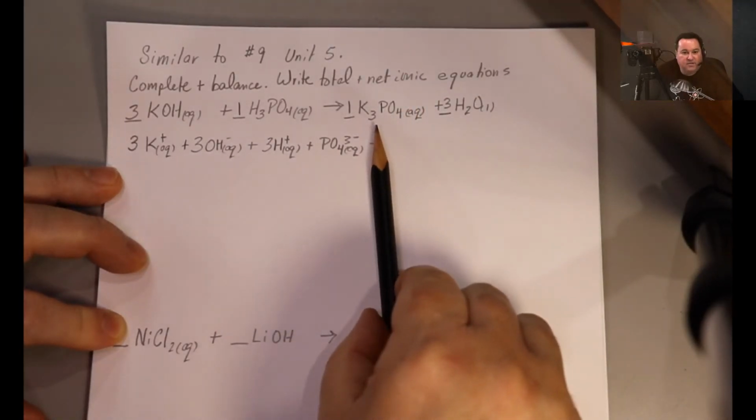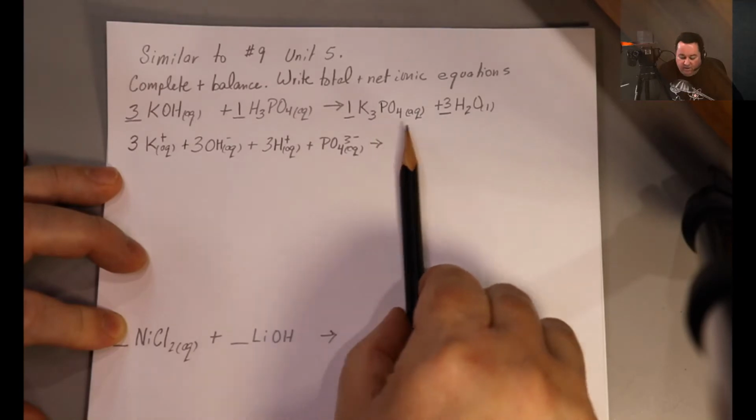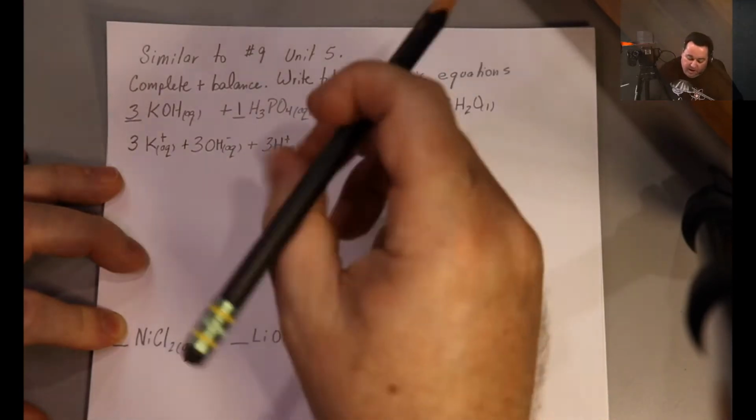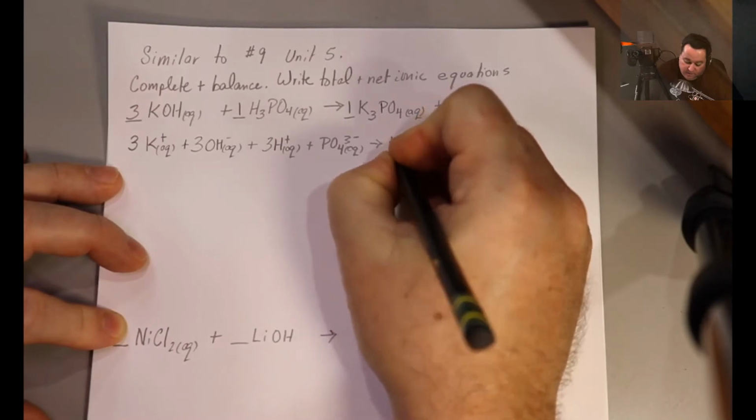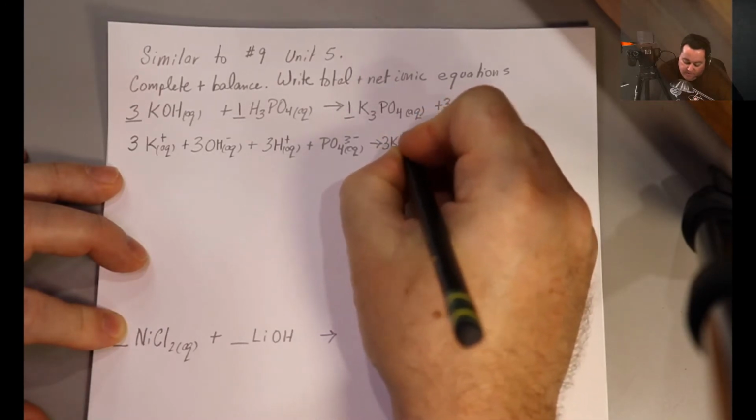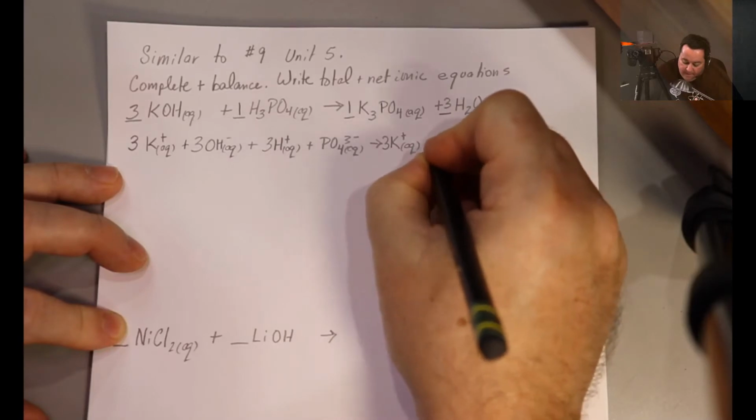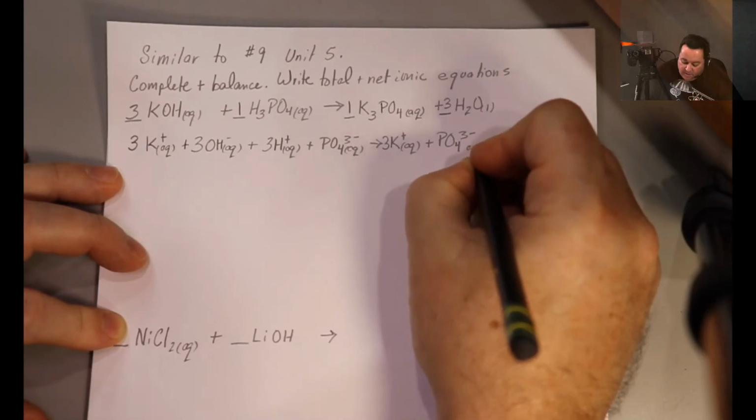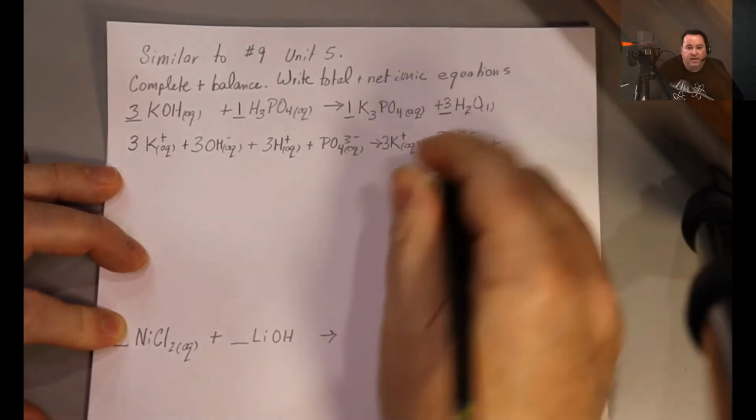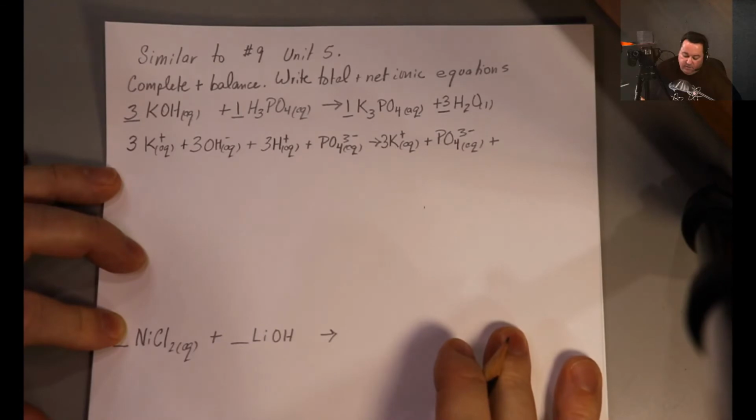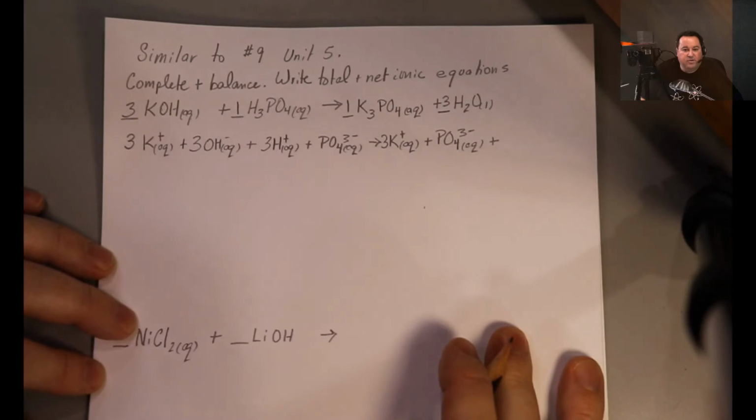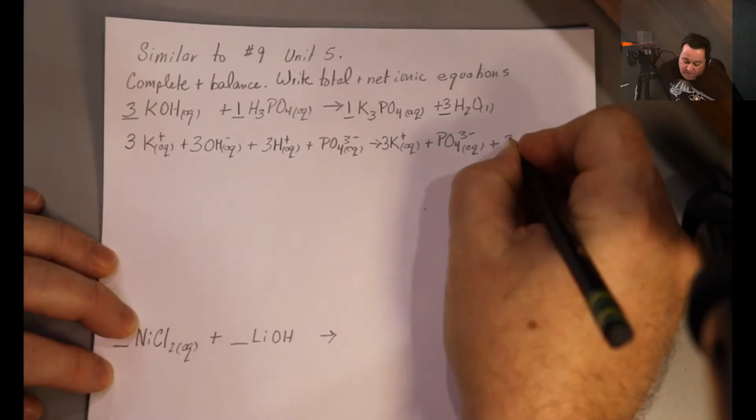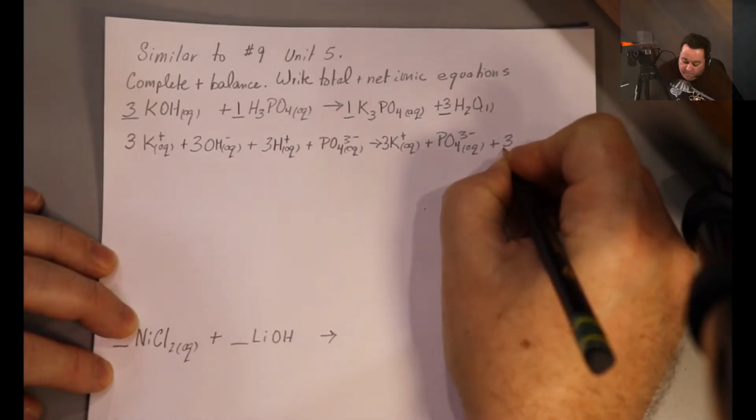The next thing that I see on the product side is a soluble ionic compound. So I break it into ions. So I have 3 K positive aqueous and a PO4 3 negative aqueous. And the final thing that I see is water, and water is a covalent compound. It's neither a soluble ionic nor an acid, so I leave it alone. I write it in exactly the same form, its molecular form.